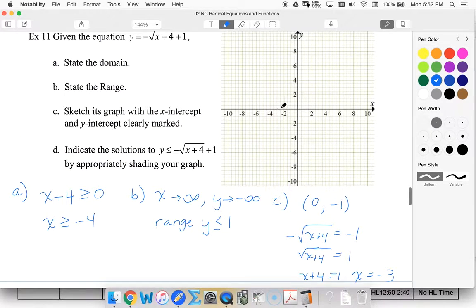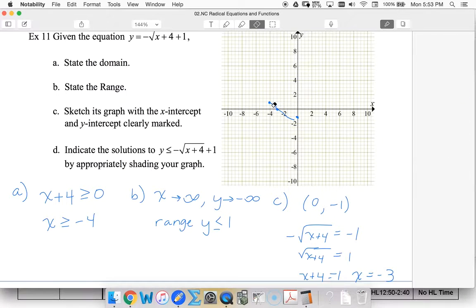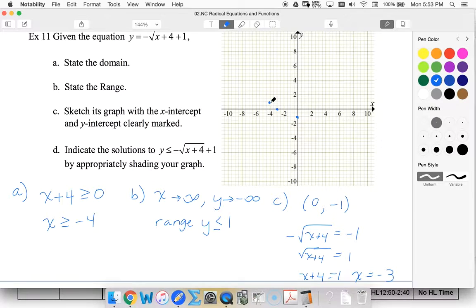We've got -3. How many boxes do we have here? 1, 2, 3, 4. Okay, so 1, 2 boxes. -3, 0. We also have the point 0, -1. We know that we started at the point -4, 1. Okay, so my graph points down. It's trying to get a smooth curve. Let's see if we can manage that. Close, very close. All right.